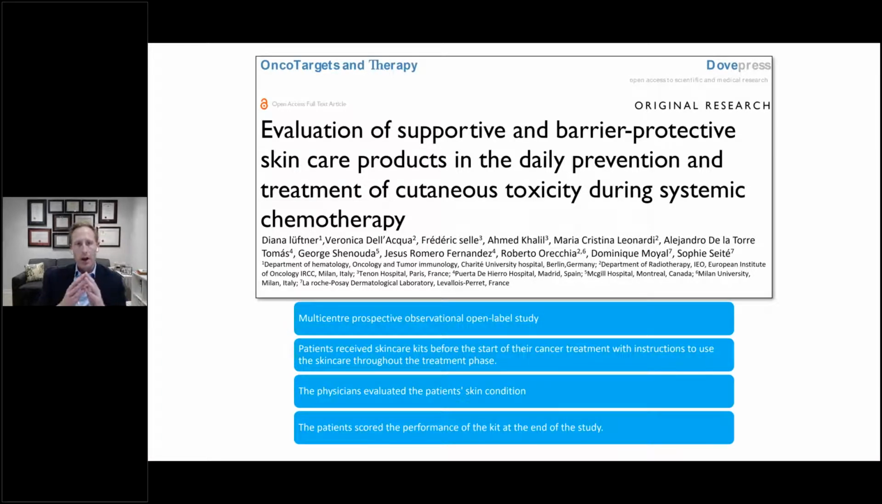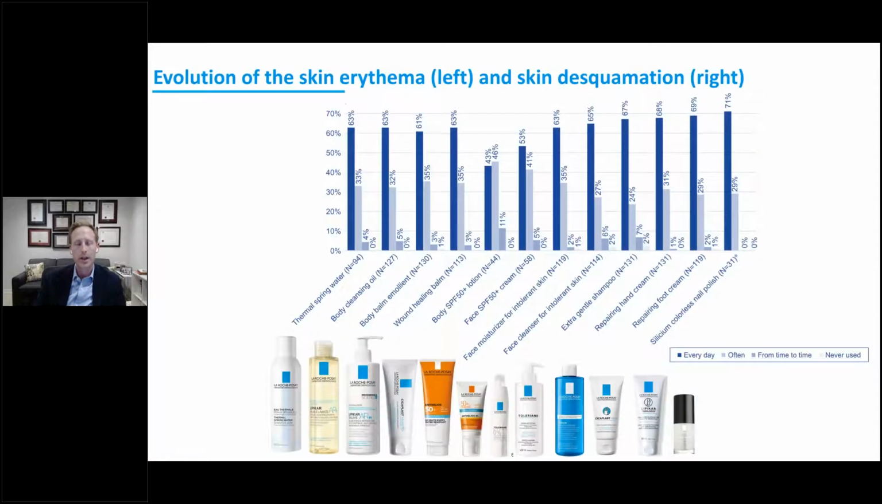These patients received a quite comprehensive skincare kit that, quite frankly, is too comprehensive for what I would recommend. And then physicians evaluated the skin conditions, and the patients scored their tolerability and satisfaction with it. So this was the skincare kit that the patients were provided. It was a study supported by La Roche-Posay, and so all the products were La Roche-Posay.